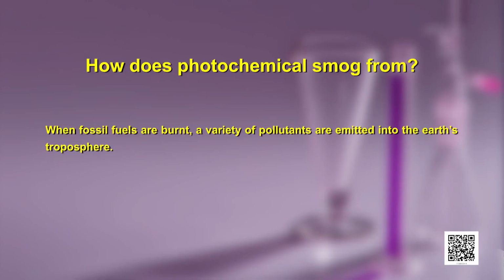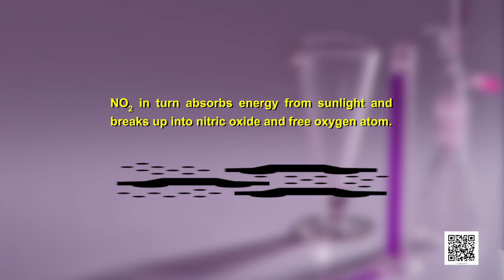Now, how does photochemical smog form? When fossil fuels are burnt, a variety of pollutants are emitted into the Earth's troposphere. Two of the pollutants emitted are hydrocarbons and nitric oxide. When these pollutants build up to sufficiently high levels, a chain reaction occurs from their interaction with sunlight, in which NO is converted into nitrogen dioxide. NO2 in turn absorbs energy from sunlight and breaks up into nitric oxide and a free oxygen atom.